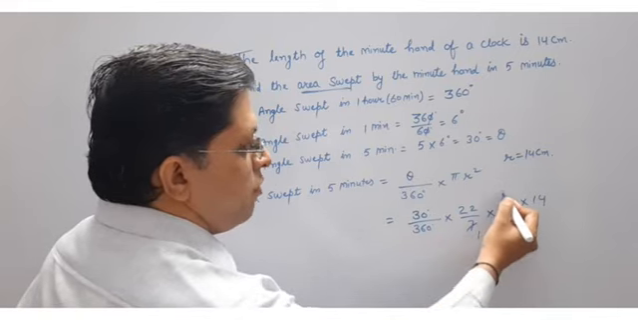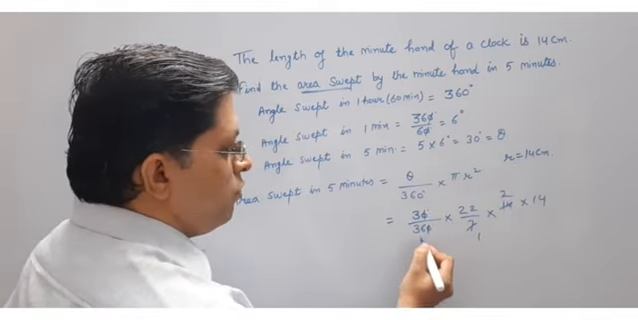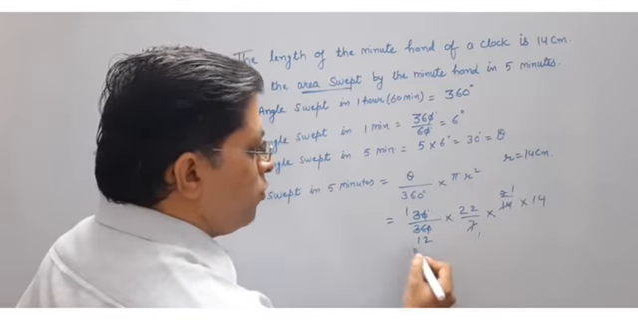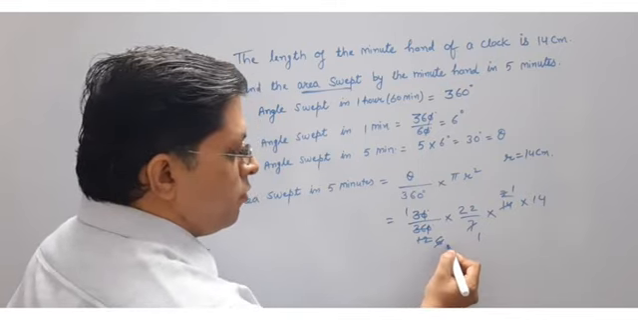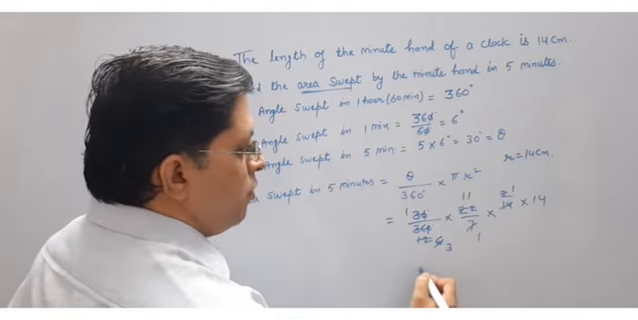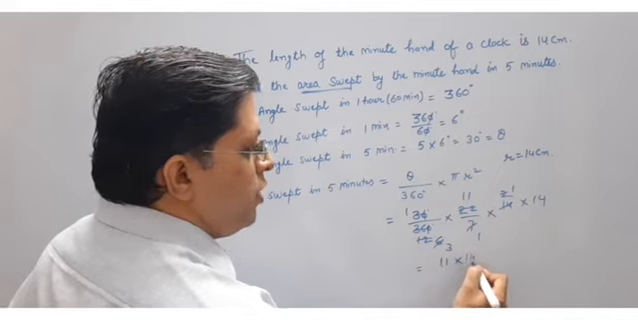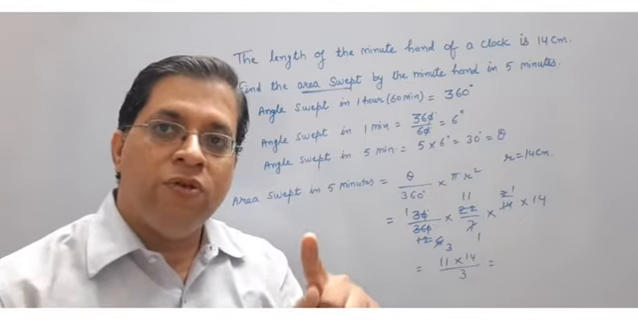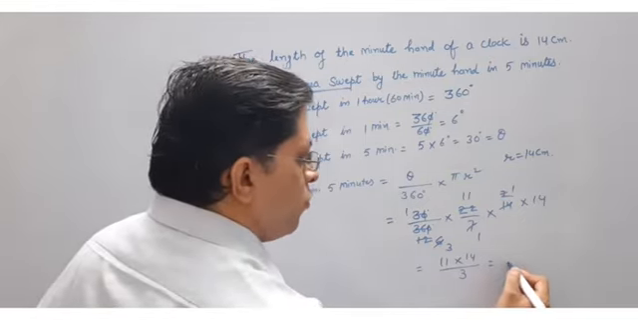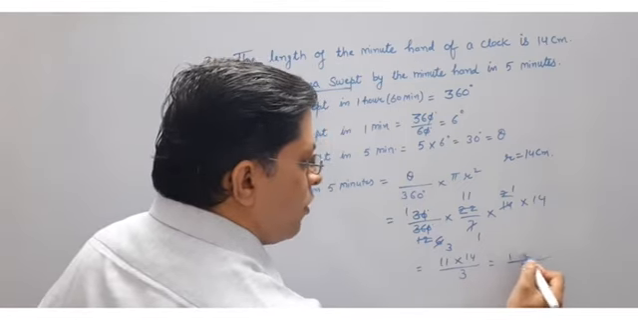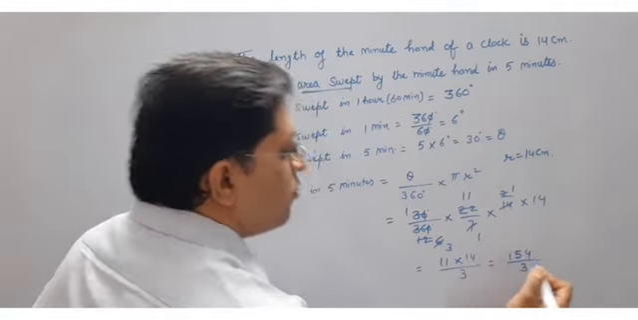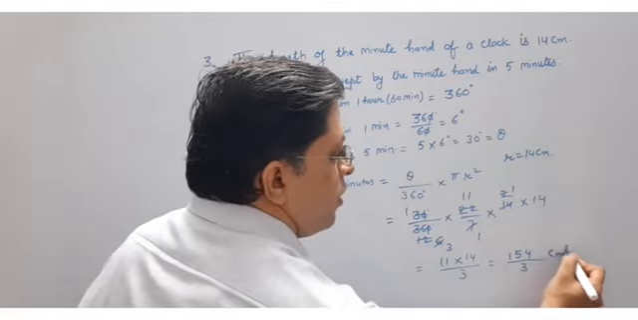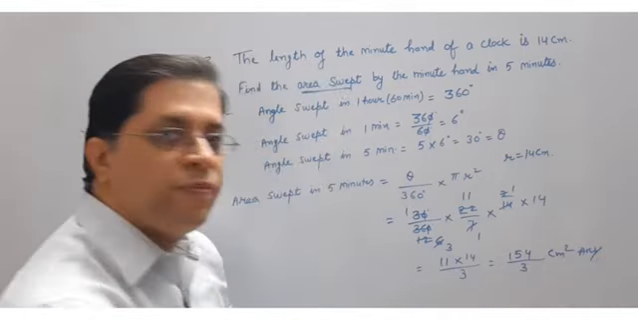7 1 is 7, 7 2s are 14, 0 to 0, 3 1s are 3, 3 2s are 6, 2 1s are 2, 2 6s are 12, 2 3s are 6, here is 11. What is 11 into 14 upon 3? See, again 11 into 14 is coming, and again we will use that Vedic method. So 3 is already here, 1 and 4 you write, and 4 plus 1 is 5. 154 upon 3 centimeter square, because we have to find area. This is your answer.